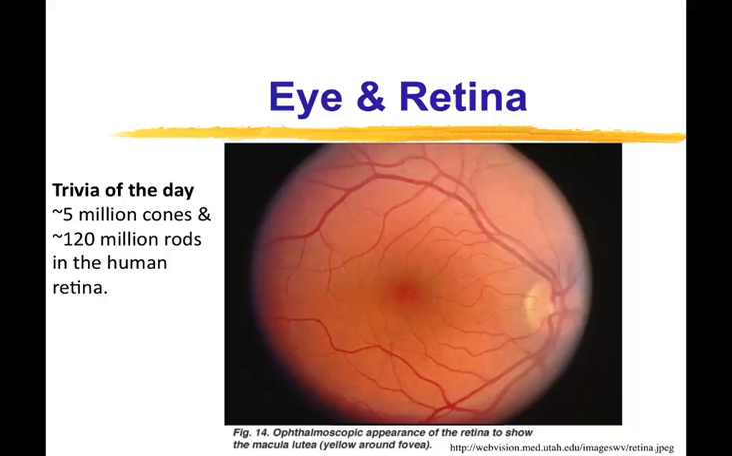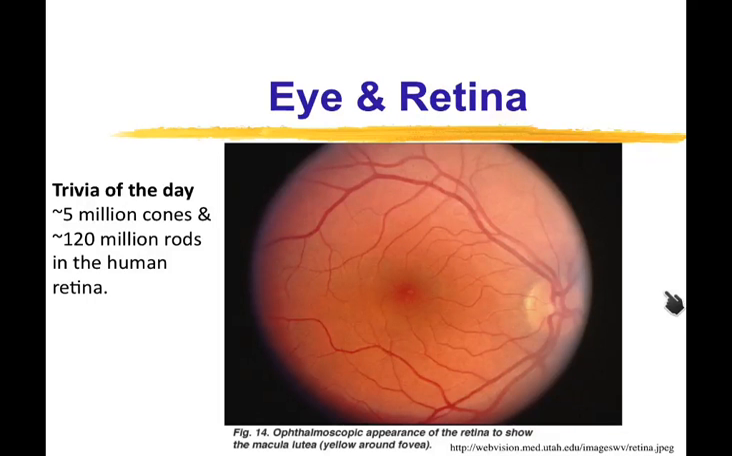This is a picture of a retina. If you've been to the eye doctor and they've dilated your eyes, they're looking through the ophthalmoscope to look at the retina. They want to see that the retina is intact. This is a really nice looking retina. It doesn't have any holes or tears or anything in it.